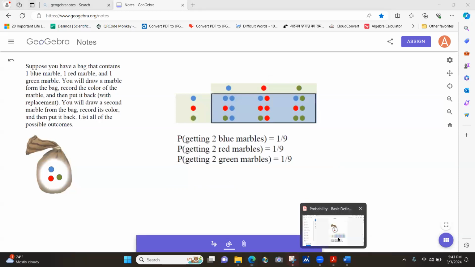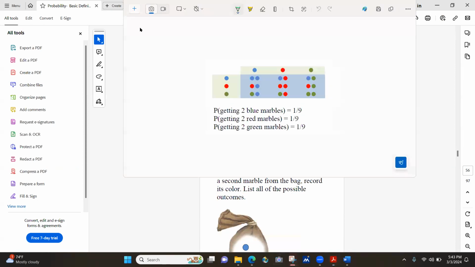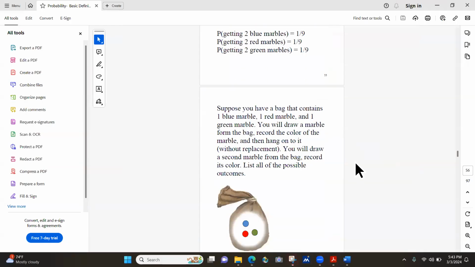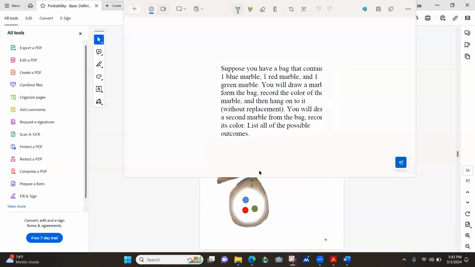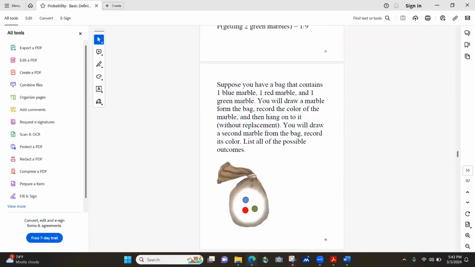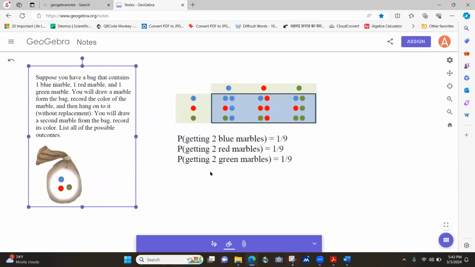Now, let's do an interesting problem. It's the same problem, but there's a subtle difference and you want to really understand that. It's a very similar problem. So let's read this. You have the same situation: 1 blue marble, 1 red marble, and 1 green marble. You'll draw a marble from the bag, record the color, and then hang on to it. It's called without replacement.